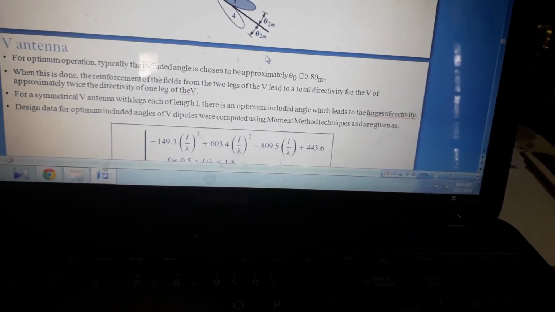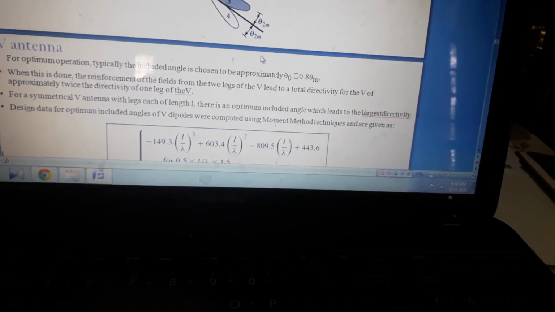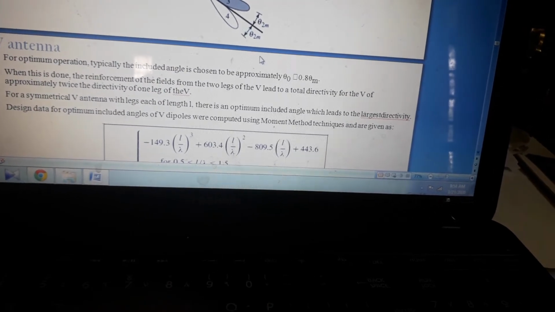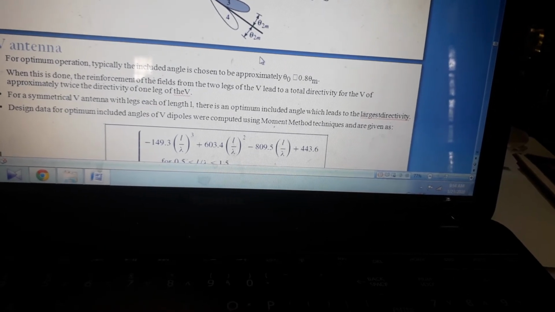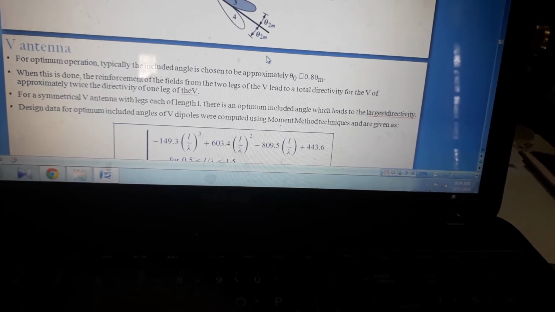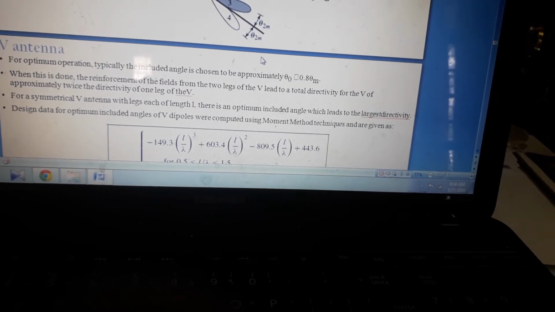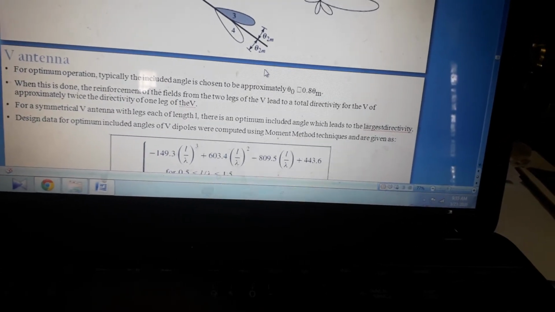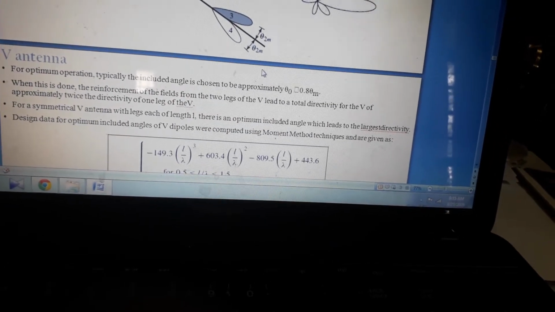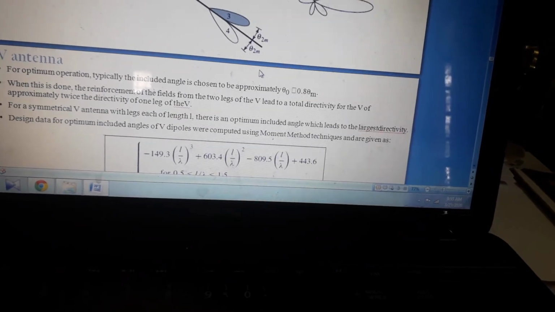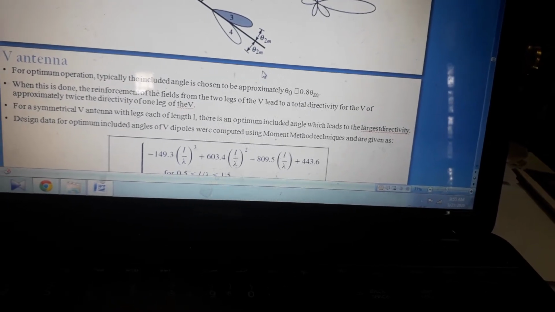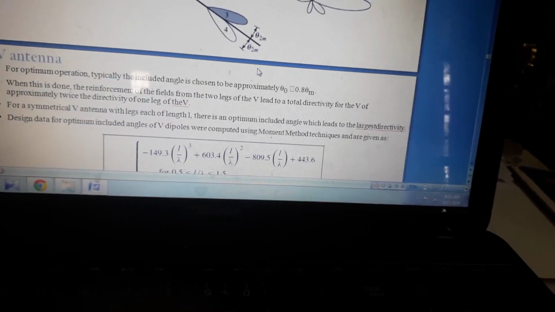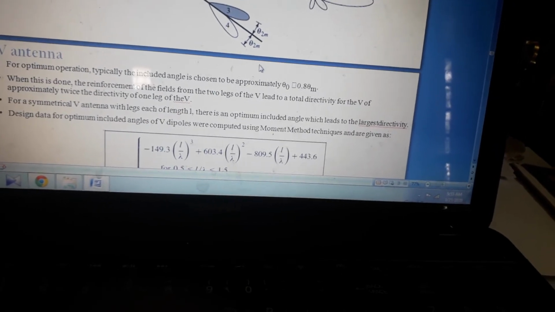For optimum operation, the included angle is approximately taken to be 0.8 theta m. When this is done, the reinforcement of the fields from the two legs of the V leads to a total directivity for the V of approximately twice the directivity of one leg of the V. That is, the total directivity is approximately twice the directivity of one leg of the V antenna.